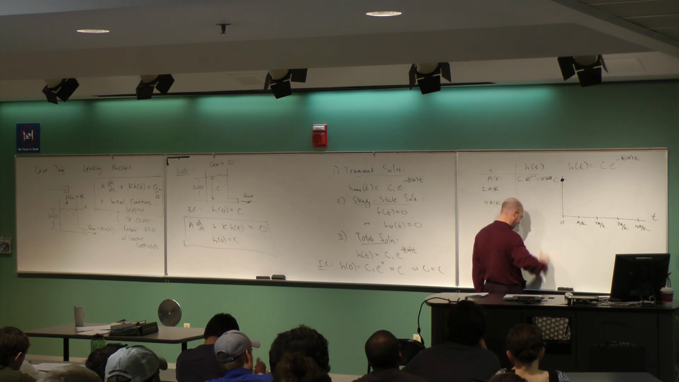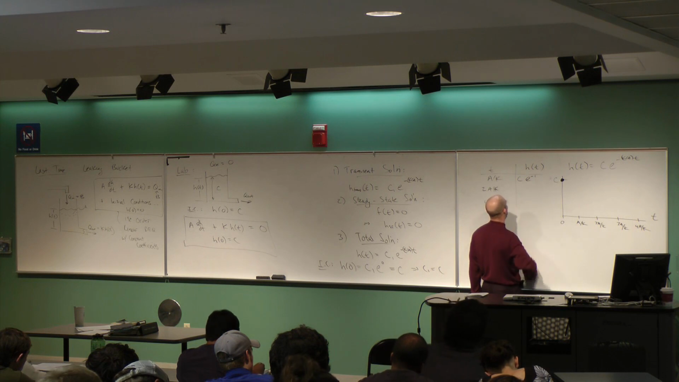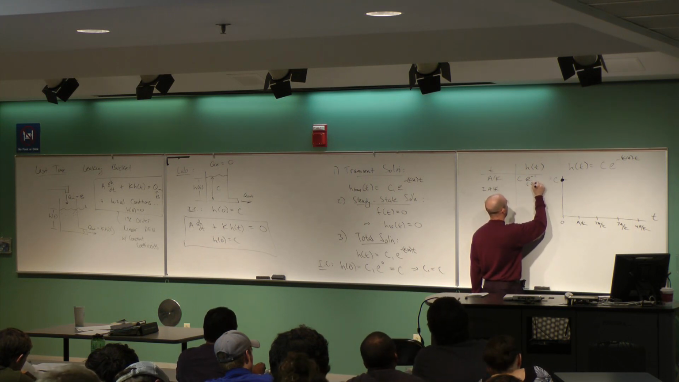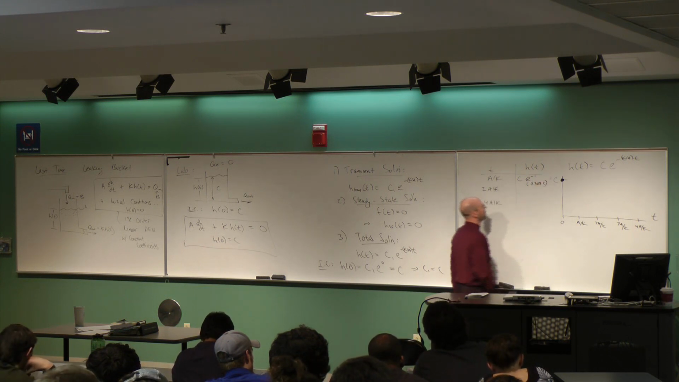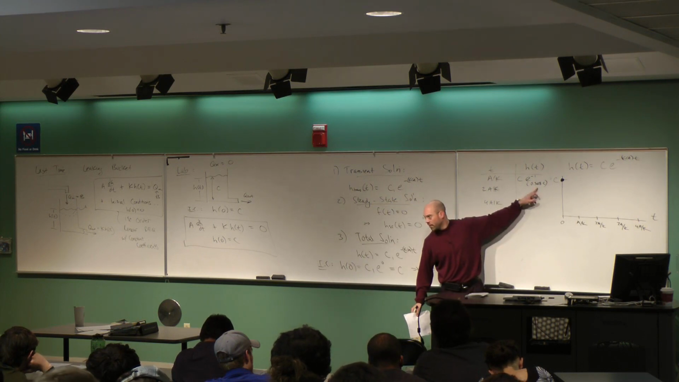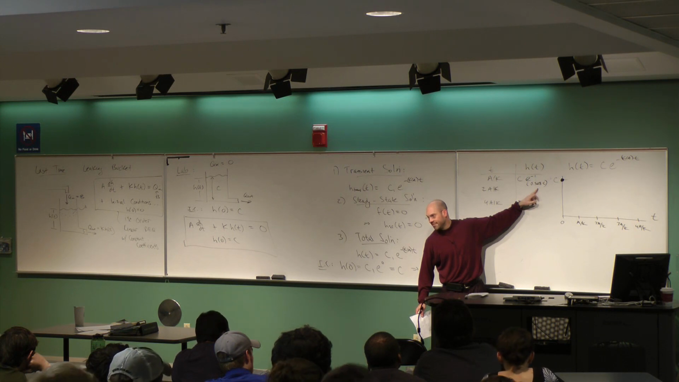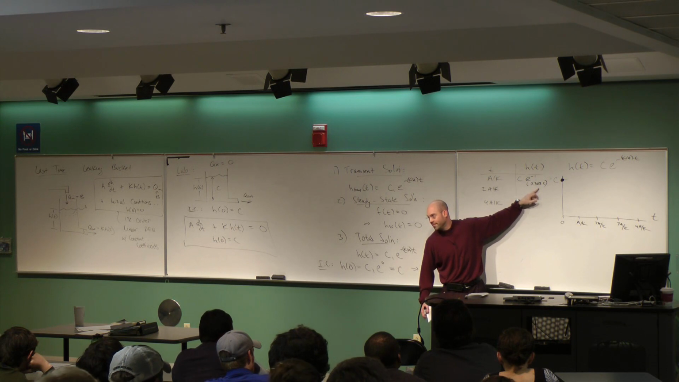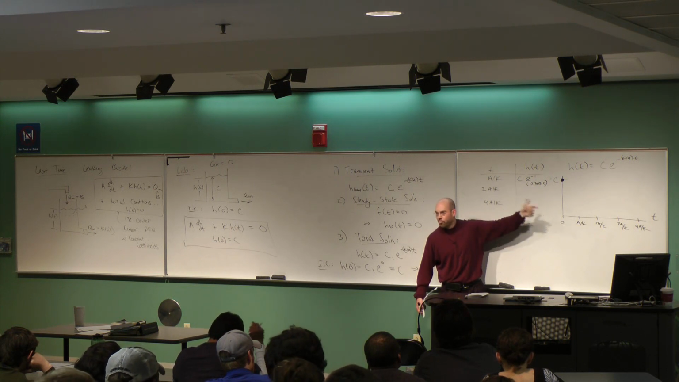0.368 times C, right? So at a over k, this is 0.368 C. Okay, and so what's 1 minus that? It's the one from the other problem. It's 0.632. Right? It's the beauty of decaying problems.